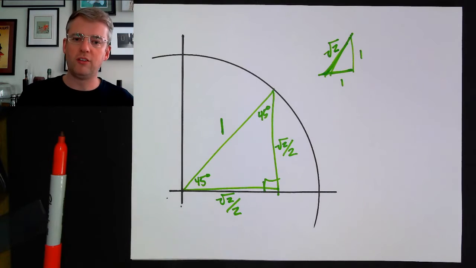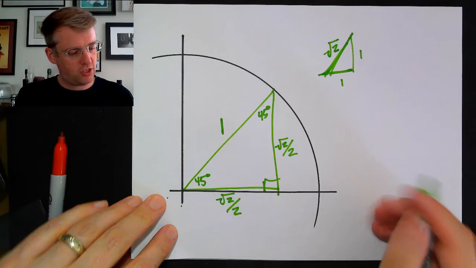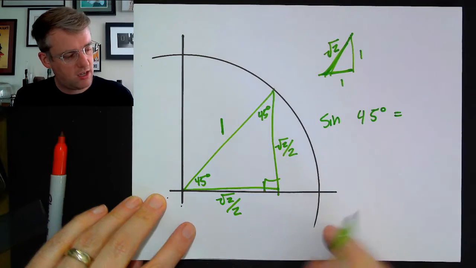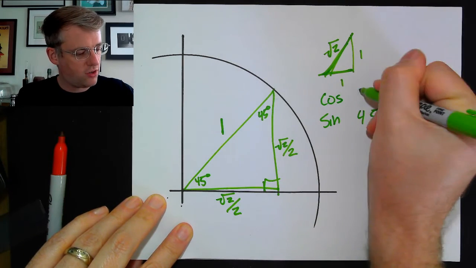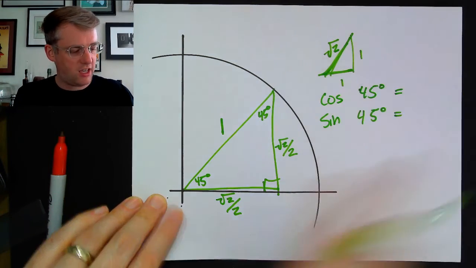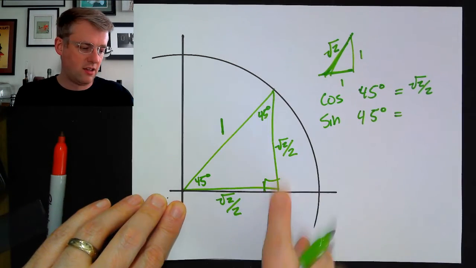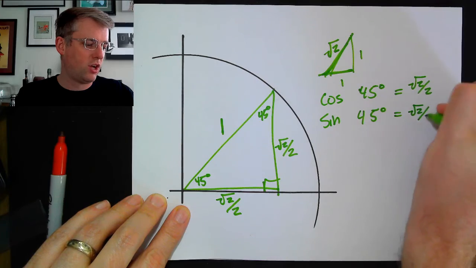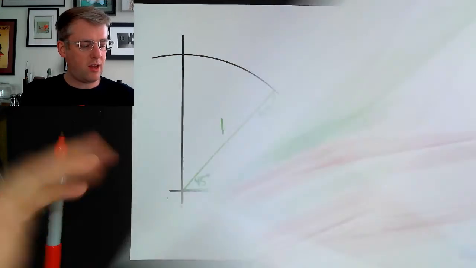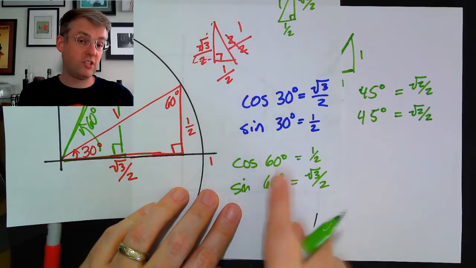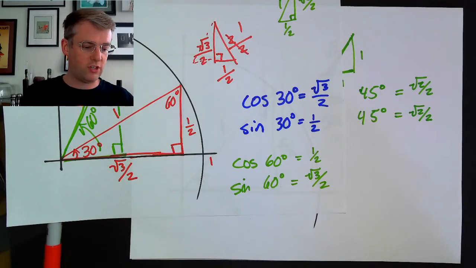So we're going to put all of those onto a circle again in the next video and sort of look at them all next to each other. But what we're doing right now is just noting that the cosine of 45 degrees is the x value, root 2 over 2, and the sine of 45 degrees is the y value, also root 2 over 2. So now we know the sine and cosine of 30 degrees, 60 degrees, and 45 degrees.